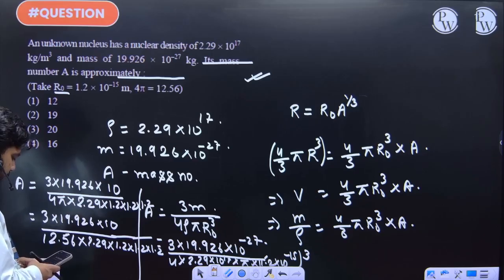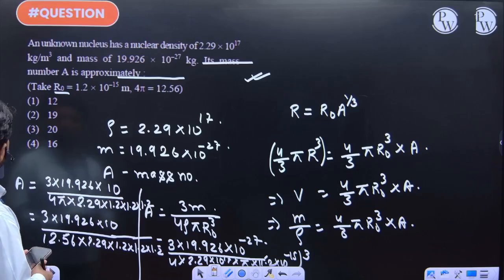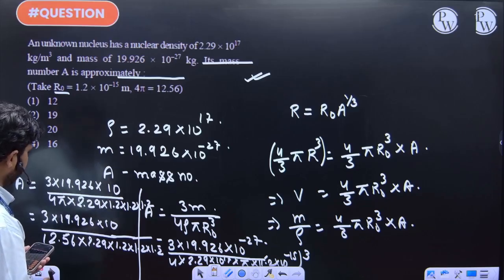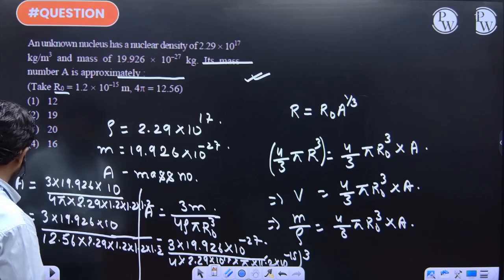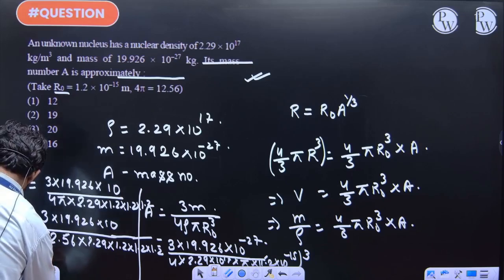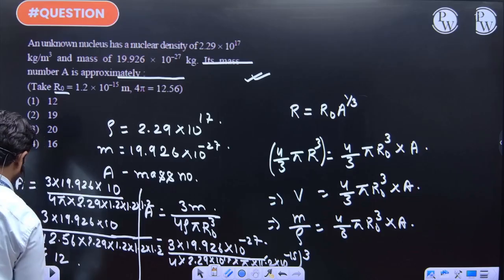19.926 into 10 divided by 12.56 into 2.29 to 1.2 into 1.2 into 1.2. So it is coming out to be 12. Did I miss anything? So it is approximately coming out to be 12. Is it so?